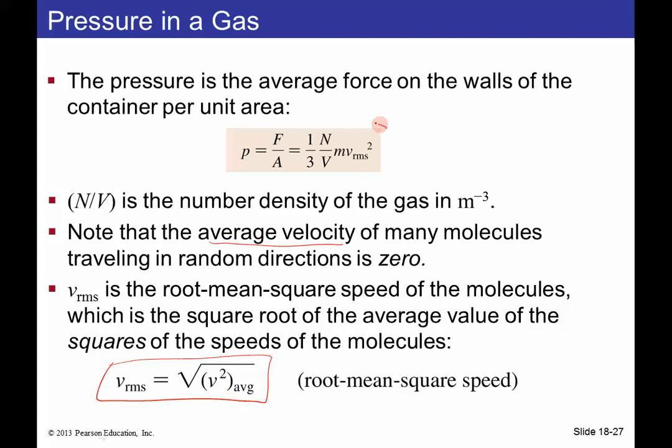This is the important quantity here, and we have a relationship between the pressure and the average velocity of the molecules. And this is the key to relate the microscopic world, the molecules, with the macroscopic world. This is the connection between micro and macro world.